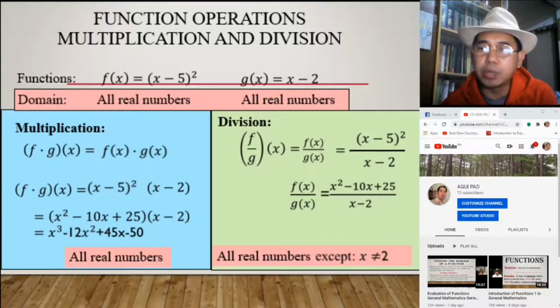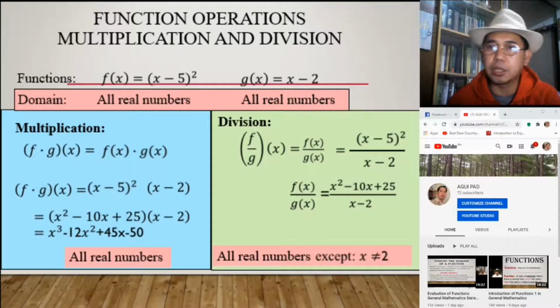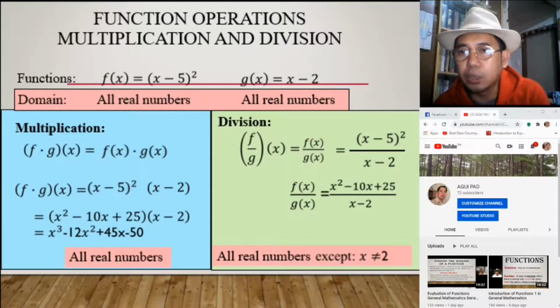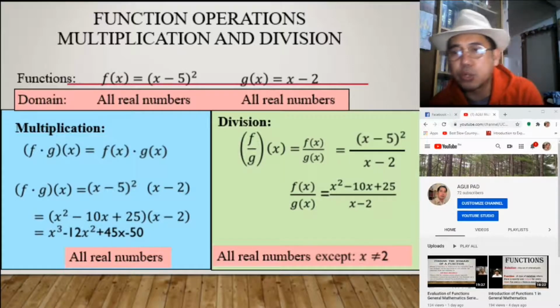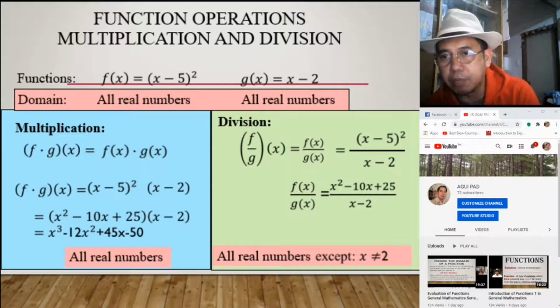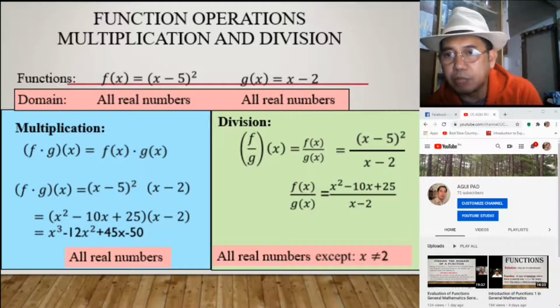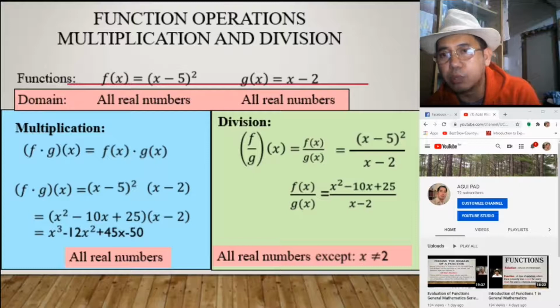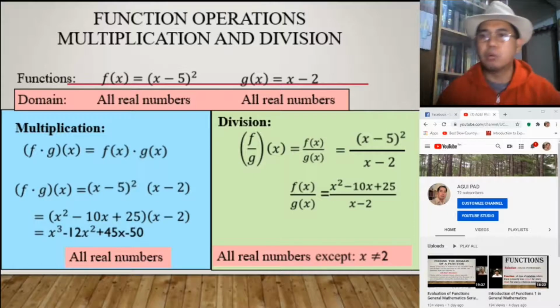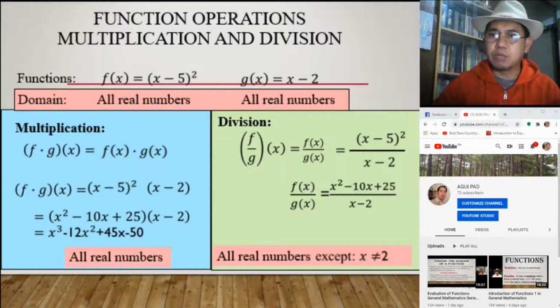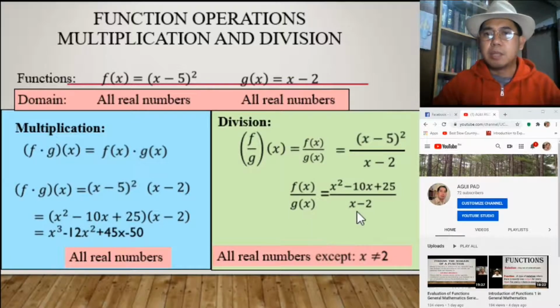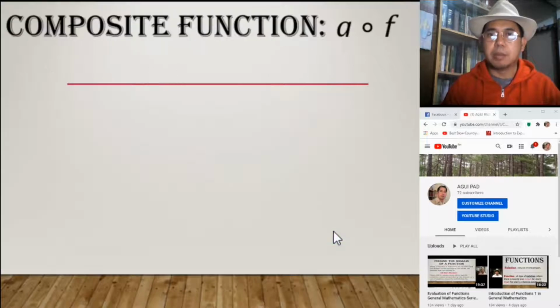Now, what is the domain of the quotient that we derive? Of course, all real numbers except positive 2. Why except positive 2? Because when we consider positive 2 as the value of x, it will give you a denominator of 0. And so if we have a denominator of 0, the number will be considered to be undefined. Okay.